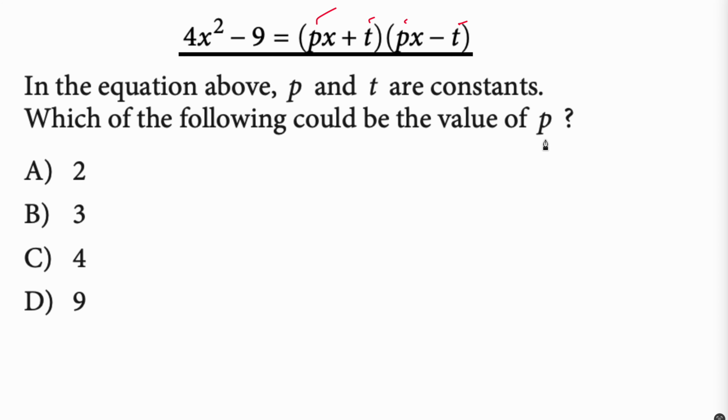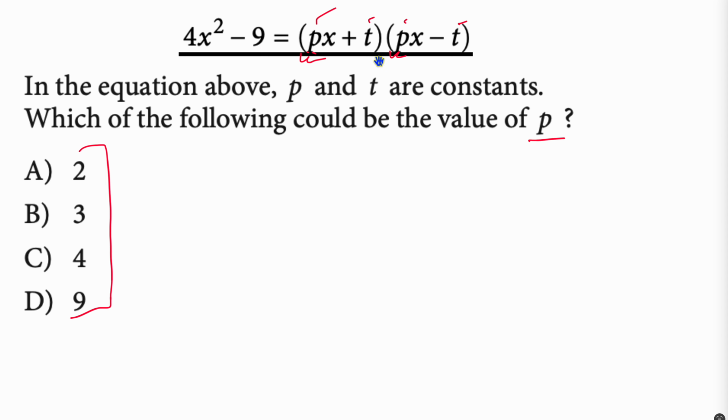So they want to know what the value of p is. This is the equation, 4x squared minus 9 equals what you have on the right, and then these are the answer choices. So how to tackle this? There are a couple of ways, but I think the easy way, now that we know two sides are equal, is this: the 4 is a constant, and the 9 is a constant.